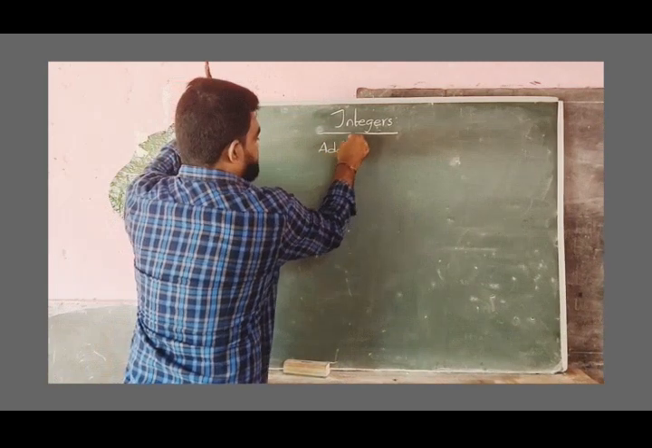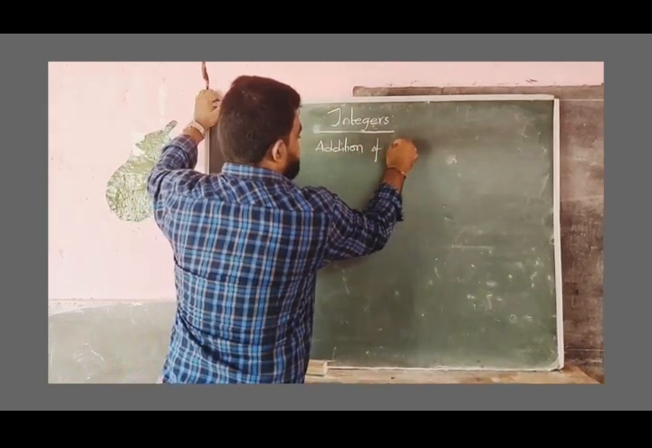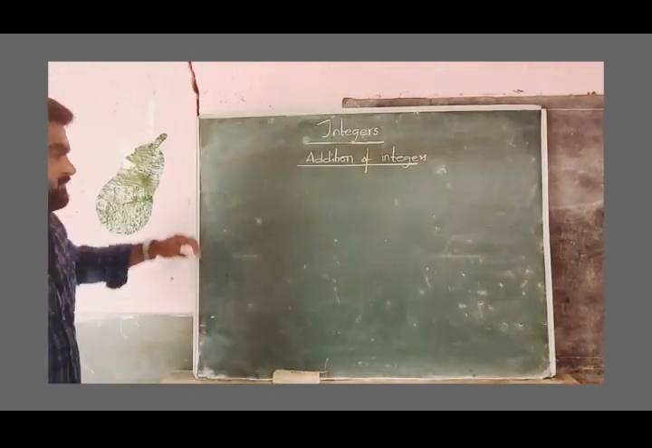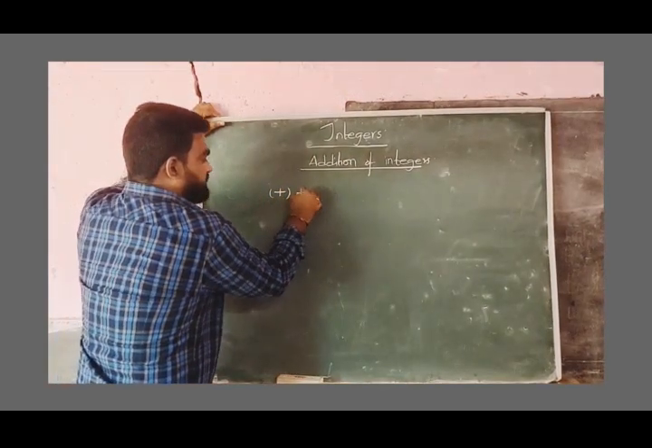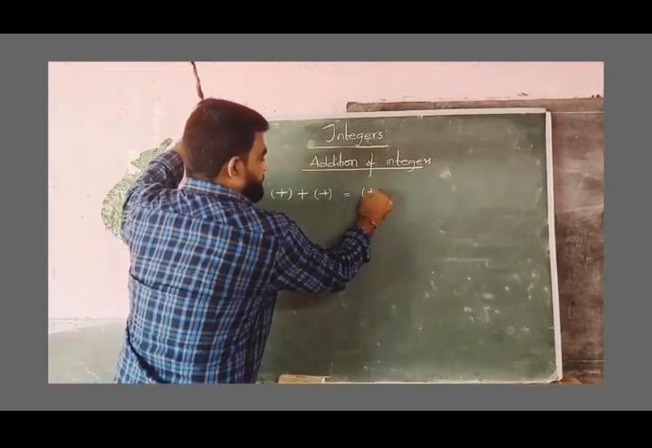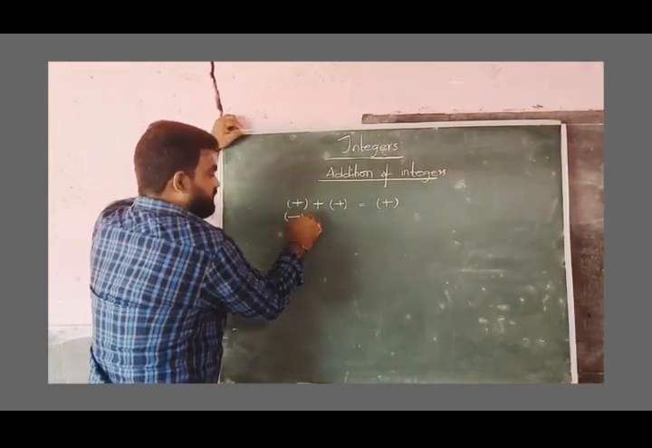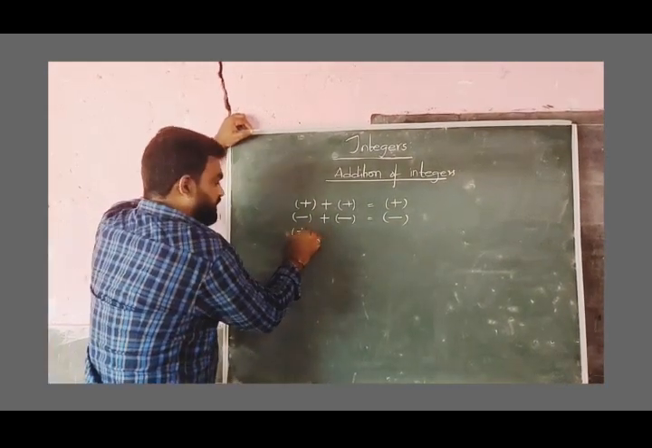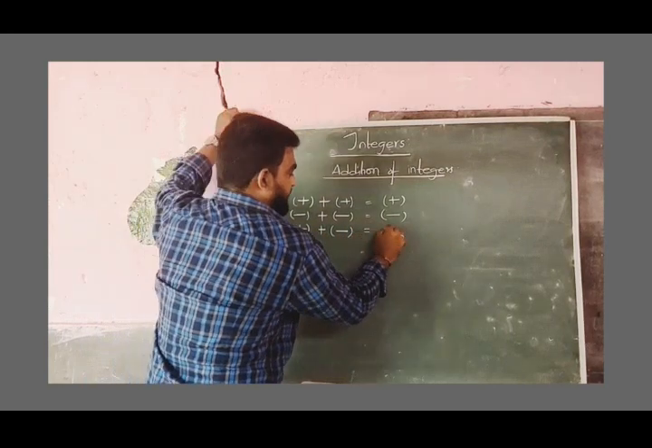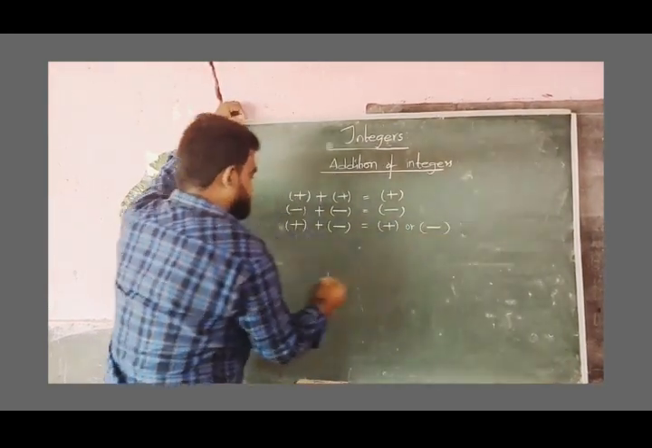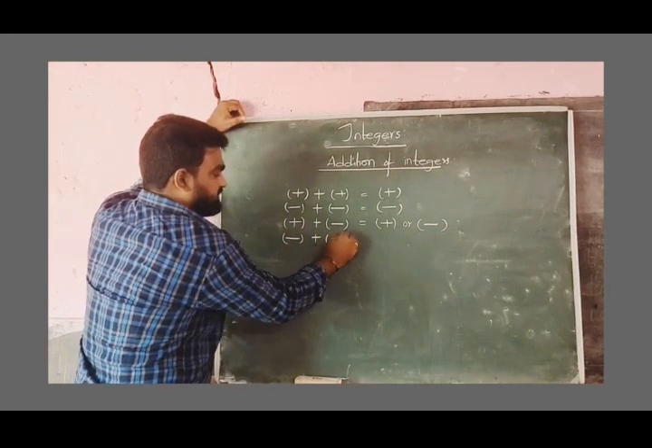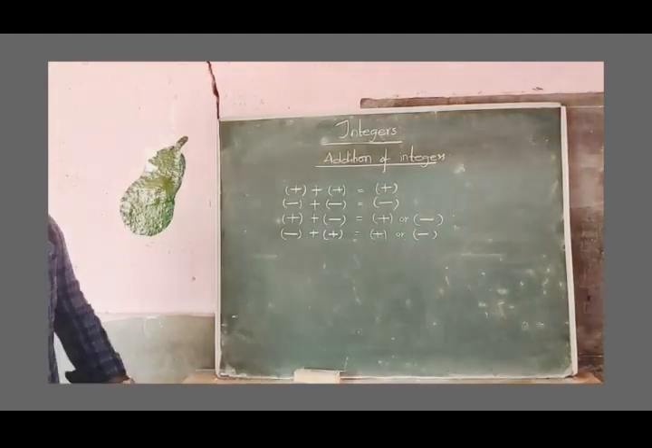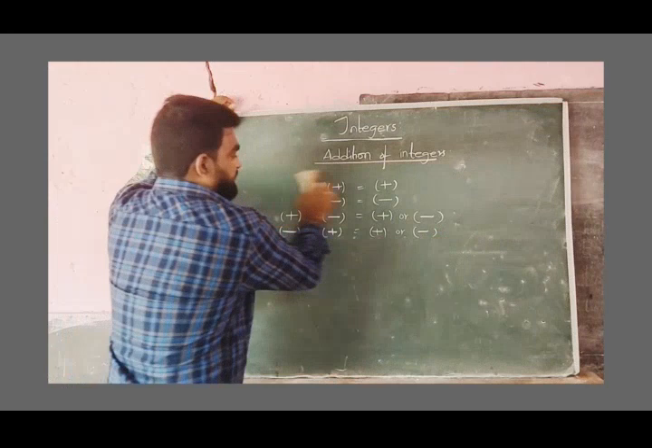Addition of integers. Sum of two positive integers is always positive. Sum of two negative integers is always negative. Sum of one positive integer and one negative integer is either positive or negative. Sum of one negative integer and one positive integer is also either positive or negative. Clear? So now I'll give you some examples, then you can easily understand.